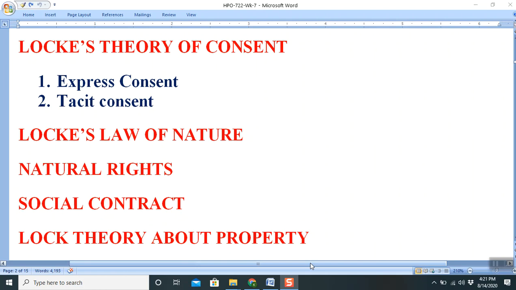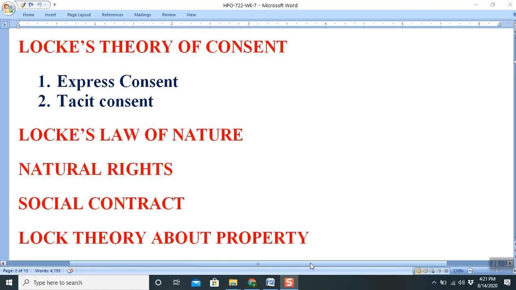Primarily, John Locke, in the theory of consent, gives importance to consent itself. Clear? He believes that the mutual and willing consent of the people about a system of government is the very secret of a well-balanced progressive state.